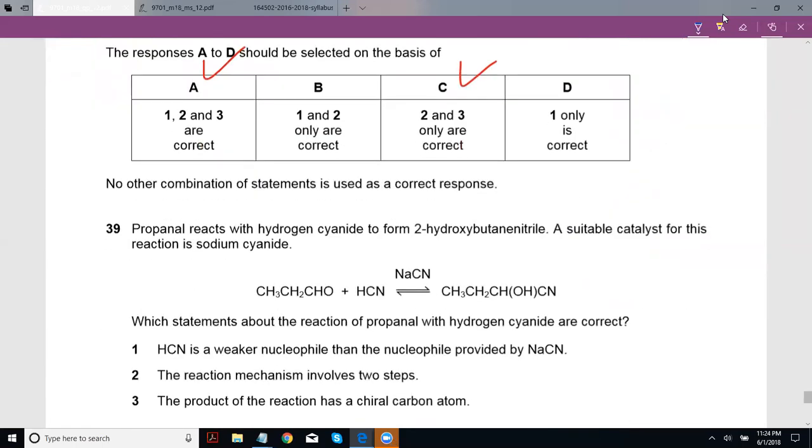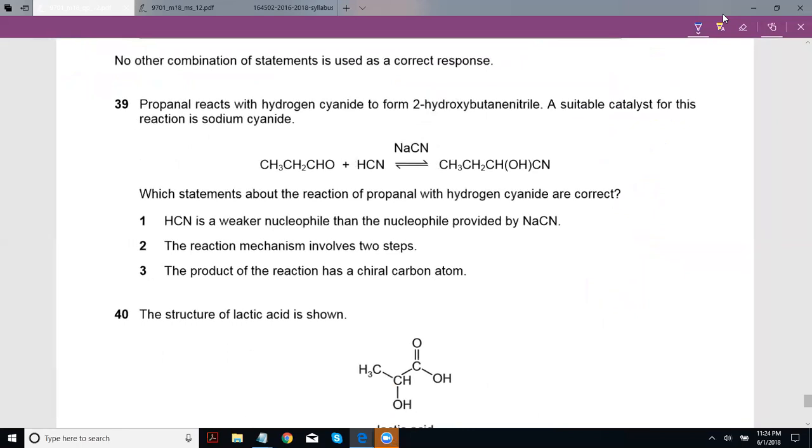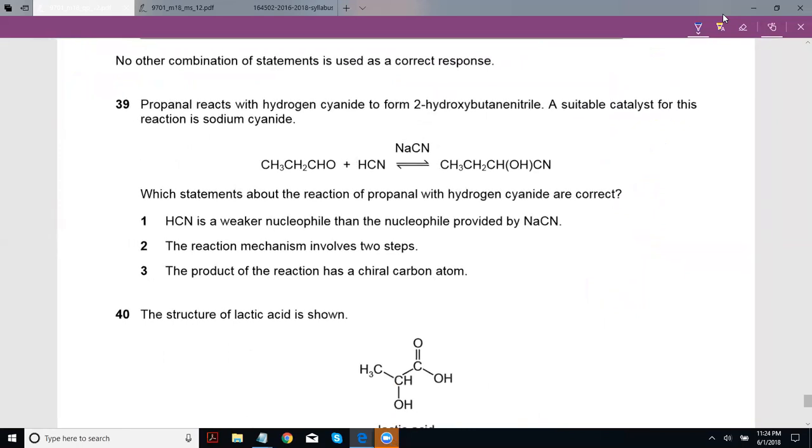Propanol reacts with hydrogen cyanide to form 2-hydroxybutanenitrile, to form this basically. A suitable catalyst for this reaction is sodium cyanide, because again you basically need to provide cyanide ions, because HCN doesn't dissociate as readily as you'd want it to. Anyhow, which statements about the reaction of the propanol with HCN are correct?